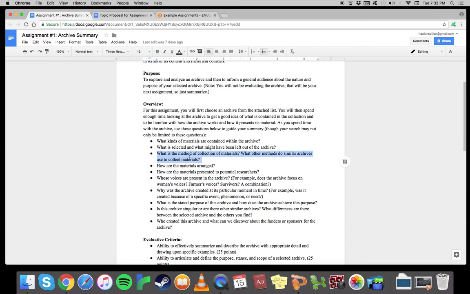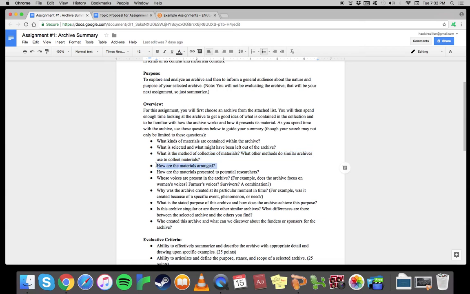Every archive, as I've said, is a collection, and they have to decide how they go about collecting their materials. What should go into the archive and what shouldn't? What is their methodology? Why did they make this decision? What are the decisions? Okay.